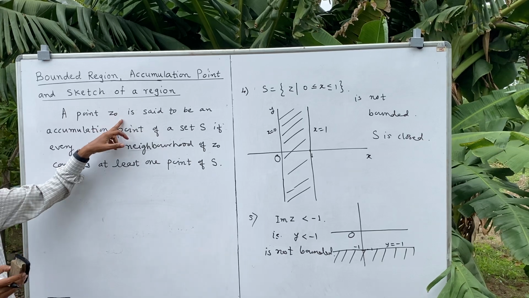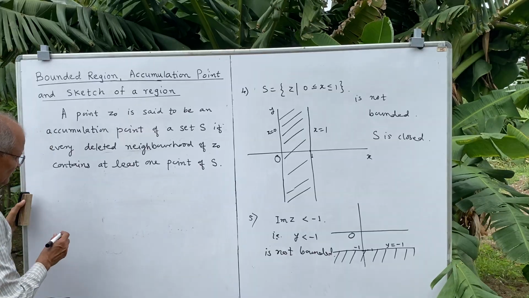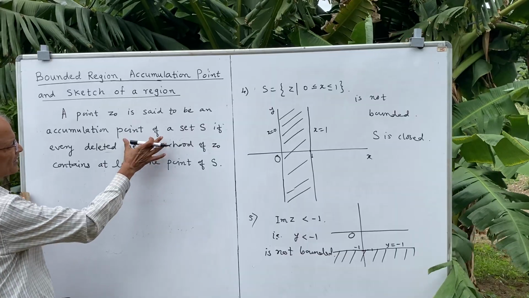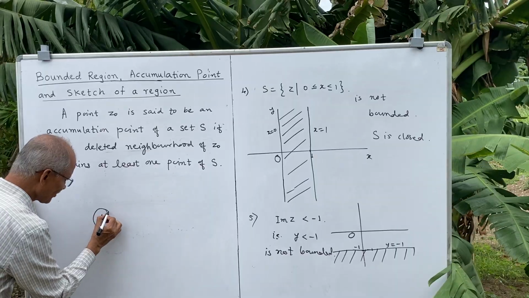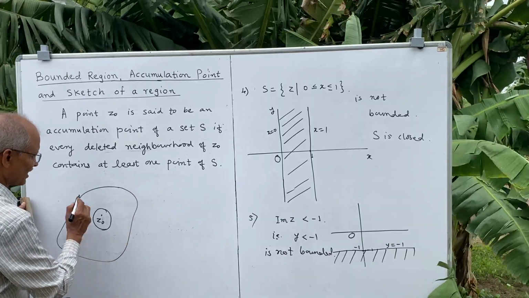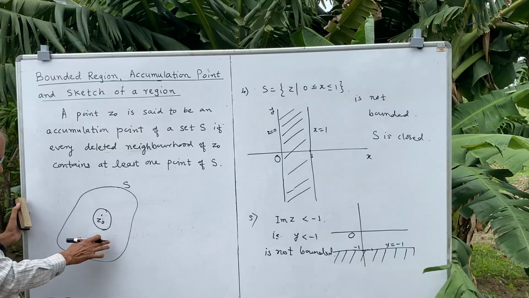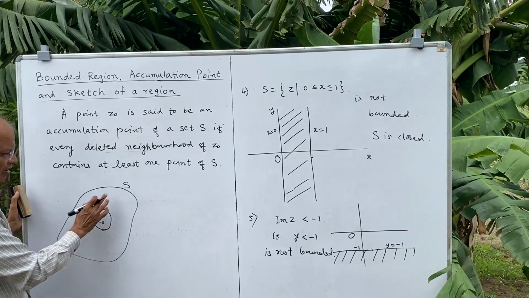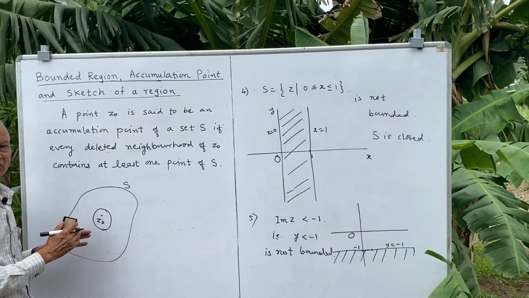Then Z naught is an accumulation point. So that means if I consider this point as Z naught, this is the accumulation point of the set S if every deleted neighborhood of Z naught contains at least one point of S. That is the condition. S may be this region. The point Z naught may be anywhere, in S or not in S. It is not necessary that Z naught is a point of S, but its deleted neighborhood contains at least one point of S.